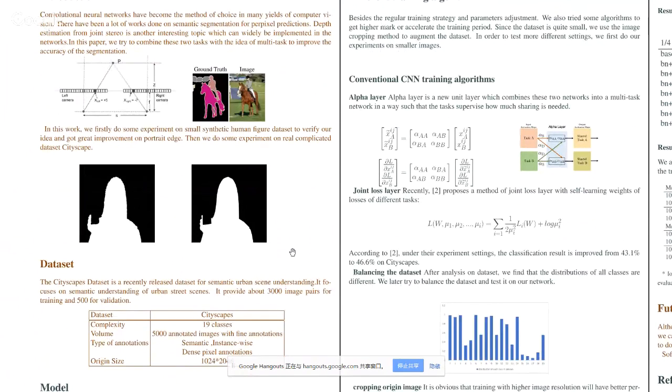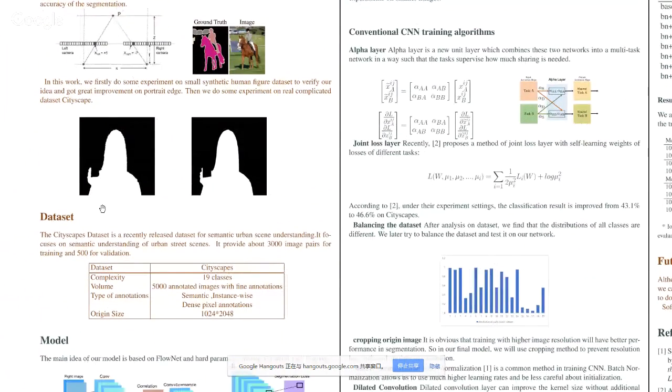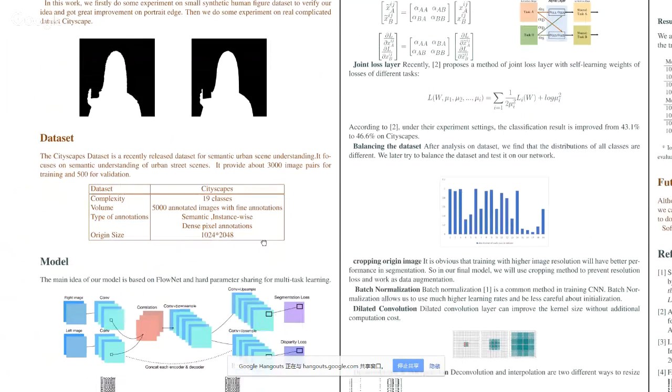So in this experiment we test our idea, and later we use another data set. Then we change to the Cityscapes dataset to do our experiment on a real dataset, which is based on urban scene understanding and has 19 classes. And about our model, we construct our model based on FlowNet.